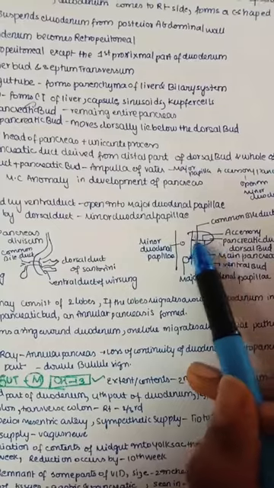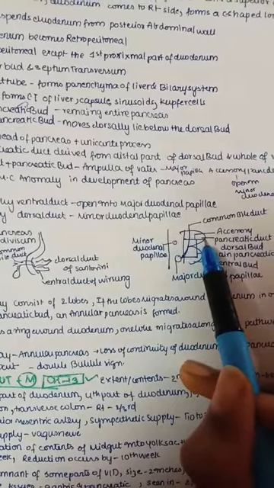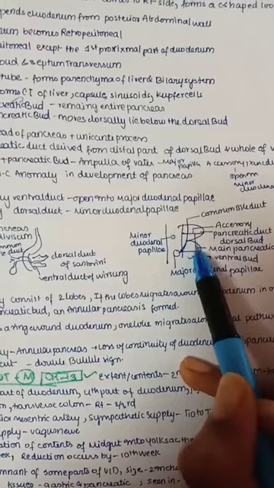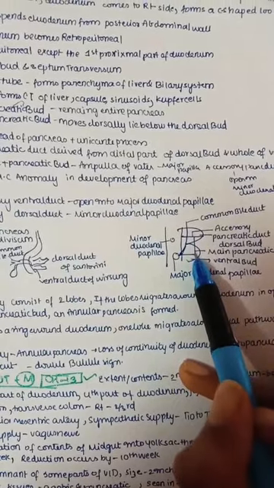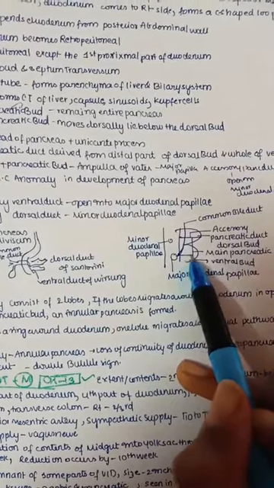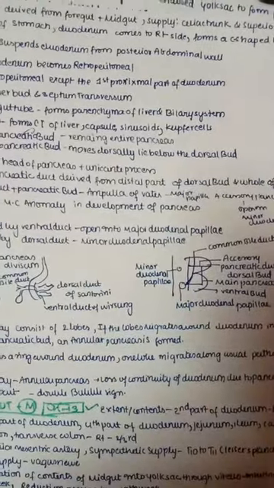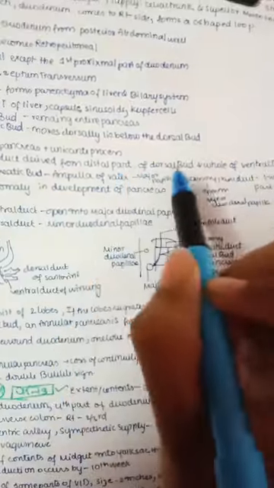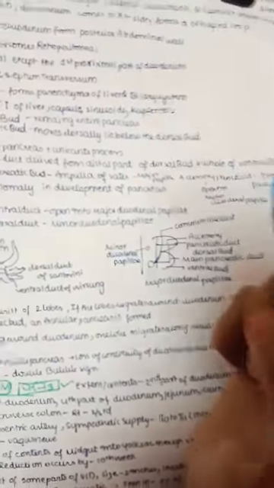So actually the main pancreatic duct is a duct which comes like this from the distal part of the dorsal bud, and also it comes like this, anastomosing with the whole part of the duct of the ventral part. So this is how our main pancreatic duct is derived, mainly from the distal part of the dorsal bud and also the whole part of our ventral bud.